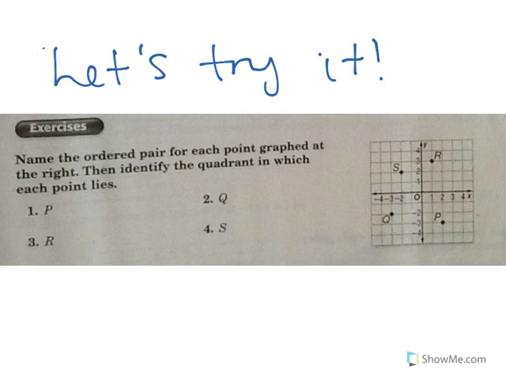So let's try some of these. It says name the ordered pair for each point graphed at the right, then identify the quadrant in which the point lies. Okay, so let's figure out where P is. Again, I'm going to start at the origin, and then I'm going to go right 2 spots. So my ordered pair is going to go 2, positive 2, and then I'm going to go down 3 spots. So down -3. Notice how I went left and right first, then down. And so that's my ordered pair.